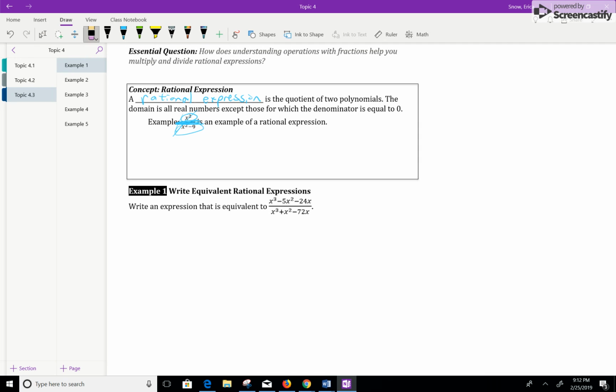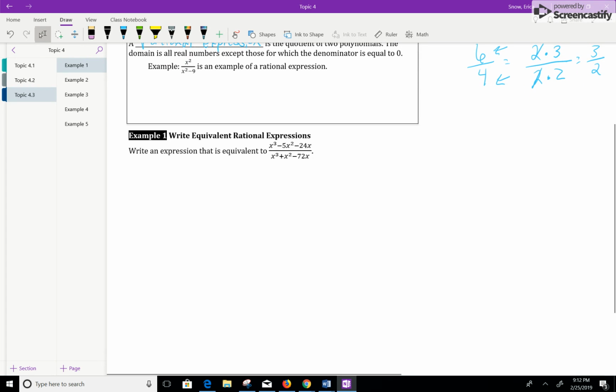So you've learned that when you have a fraction like 6/4, you can look and see, okay, what factors do those two numbers have in common? So if we write 6 as 2 times 3 and 4 as 2 times 2, those 2's on the top and the bottom cancel, and we're left with 3/2. The same is true when we are talking about polynomials. So what we want to do first is factor these polynomials completely.